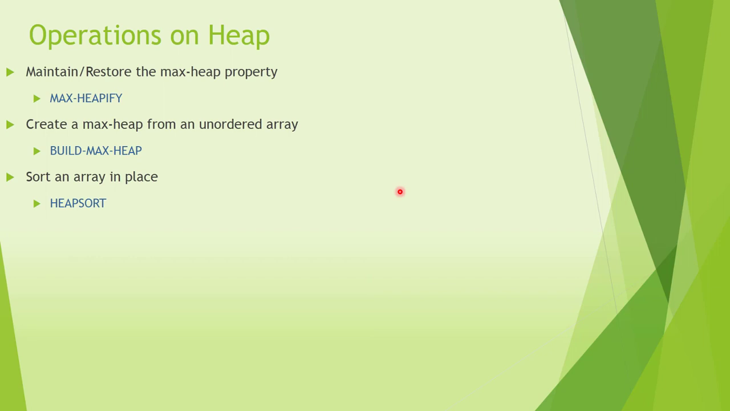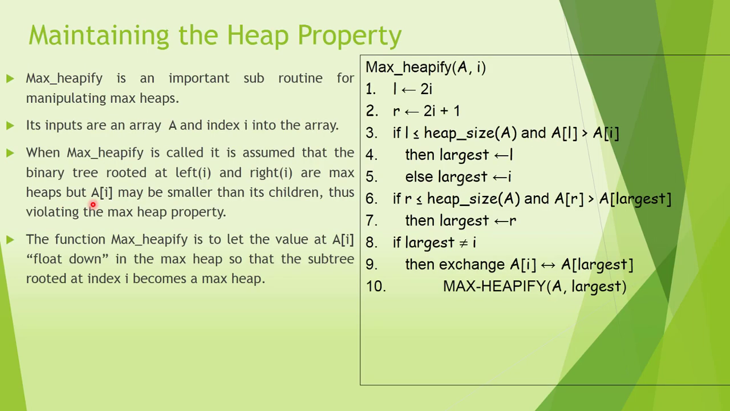Next we are going to study some operations on heap. So there are 3 operations. Maintain or restore the max heap property. Create a max heap from an unordered array. Sort an array in place. So for performing these 3 operations we have 3 different procedures: max heapify, build max heap and heap sort. First one is maintaining the heap property. Max heapify is an important subroutine for manipulating max heaps.